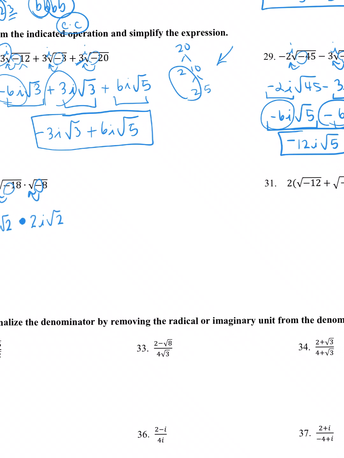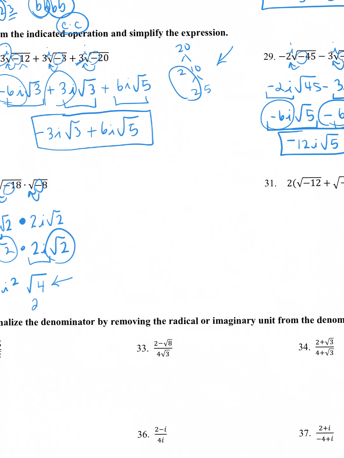So whatever's outside, this is a 6i square root of 2, and times a 2i square root of 2. This is multiplication. You can multiply anything together. Whatever's outside will be multiplied together and stay outside. So that's 12i squared. And whatever's inside the radical can be multiplied together and stay inside like this. I now have a perfect square there.